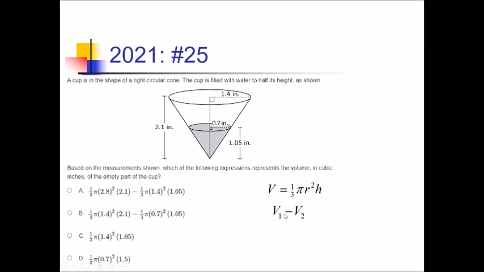So doing the whole cup first, we've got 1/3 times pi times 1.4 squared times a height of 2.1. That's the whole cup. And now we're going to subtract out the volume of the water here. So that's 1/3 pi times, now we have a radius of 0.7 inches, so 0.7 squared, times this other height of 1.05. Now, thankfully, we didn't actually have to figure out what this came out to numerically, because that was one of the answer choices. Just looking carefully here, it looks like that's answer choice B.